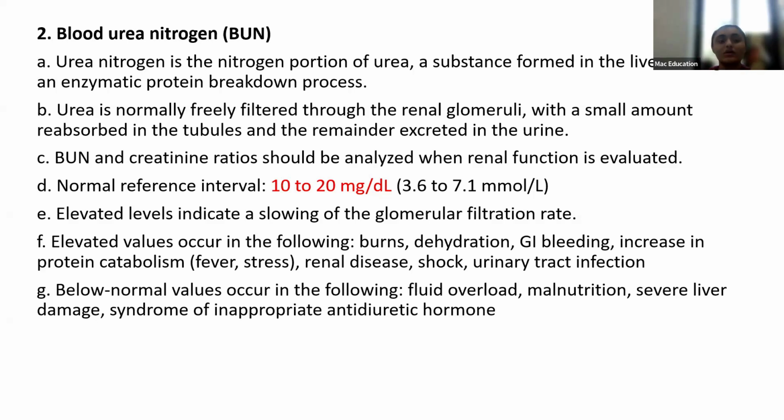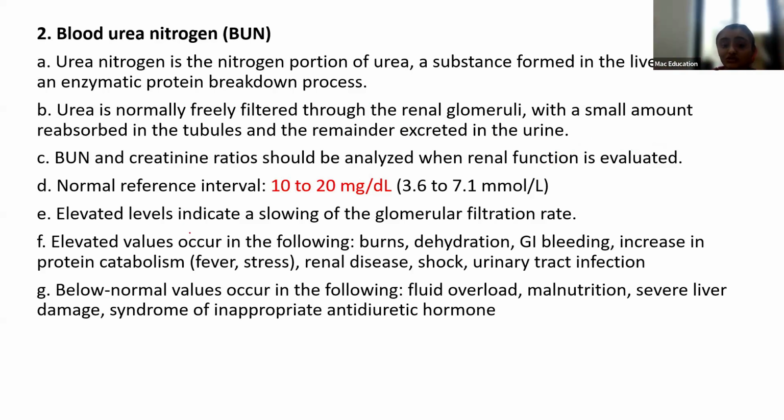Urea is normally freely filtered through the renal glomeruli with a small amount reabsorbed in the tubules and remainder excreted in the urine. जो ये यूरिया बना प्रोटीन का ब्रेकडाउन करने के लिए, जो यूरिया वेस्ट प्रोडक्ट बना है, मेजरली वो यूरिया किडनीज में से एक्सक्रीट आउट हो जाएगा. स्मॉल अमाउंट ऑफ यूरिया वो रीएब्जॉर्ब होगा. ब्लड में थोड़ा यूरिया चाहिए तो थोड़ा पोर्शन रीएब्जॉर्ब होगा, बाकी का मेजरली वो एक्सक्रीट हो जाएगा.